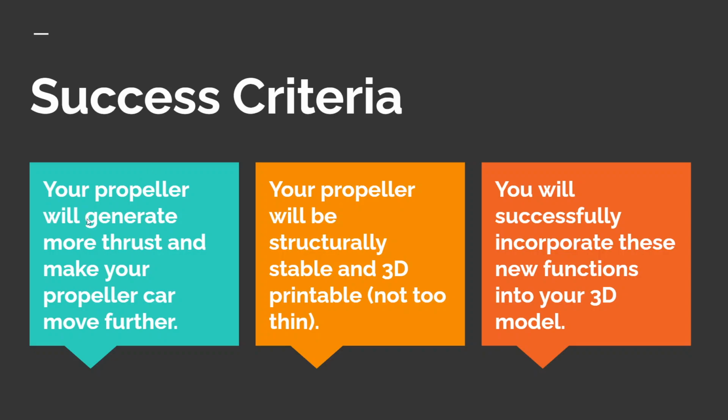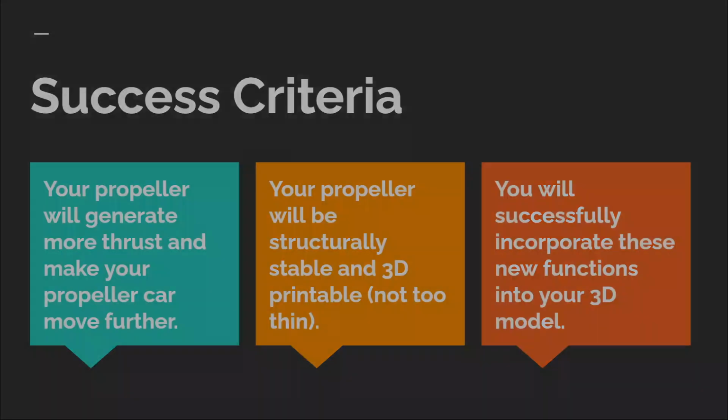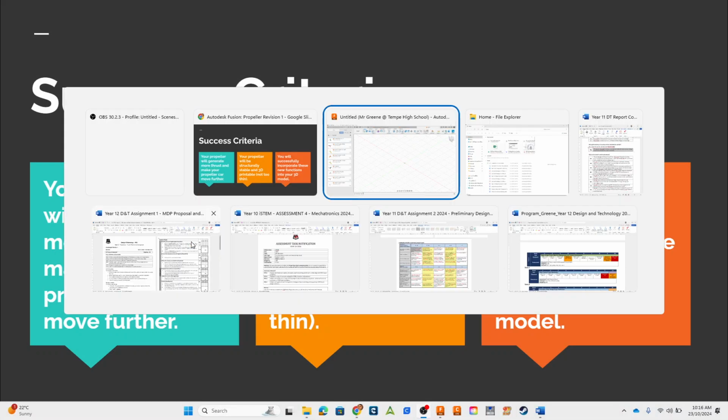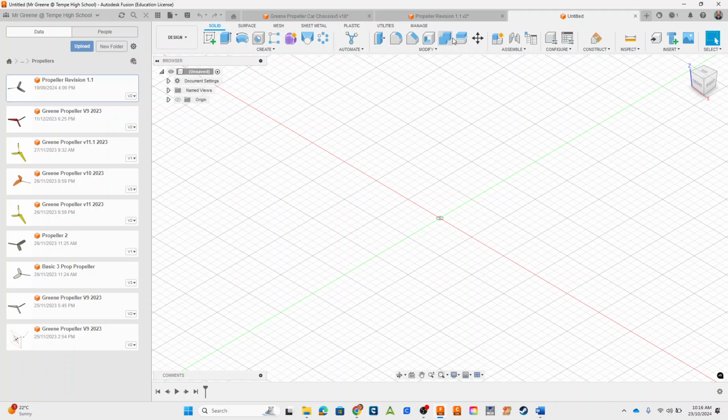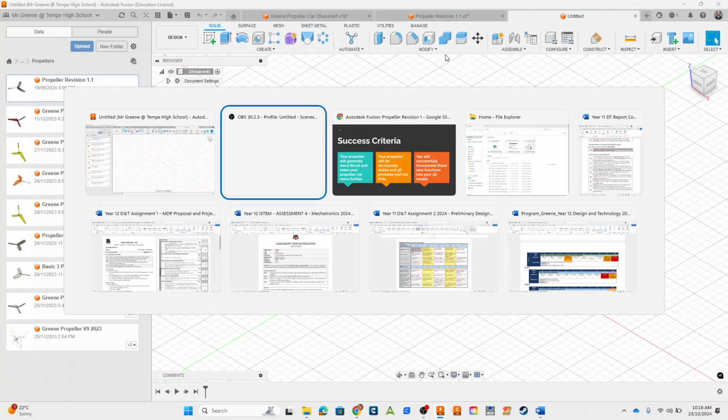So our success criteria here: you should be generating more thrust from this propeller once it's done. As before, it won't be too thin and it will be 3D printable, and you'll successfully be able to achieve these new functions in a stable 3D model that's printed out. Okay, so let's switch over to our tutorial.